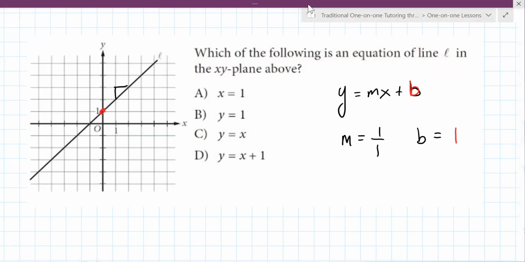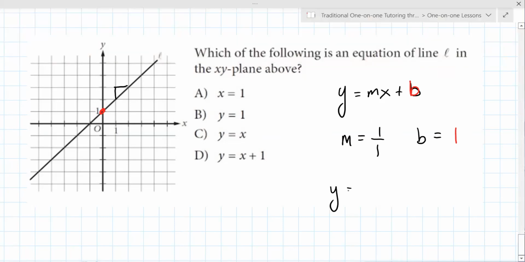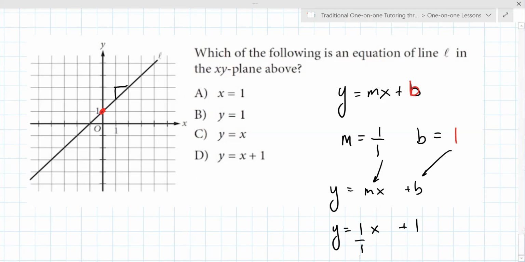Okay. So I want you to write the equation mx plus b, but I want you to substitute the value of m and the value of b and tell me what you come up with. Okay, so it's y equals 1/1 x plus 1. Good. Now, which of these answers, A, B, C, or D, matches what you just told me?